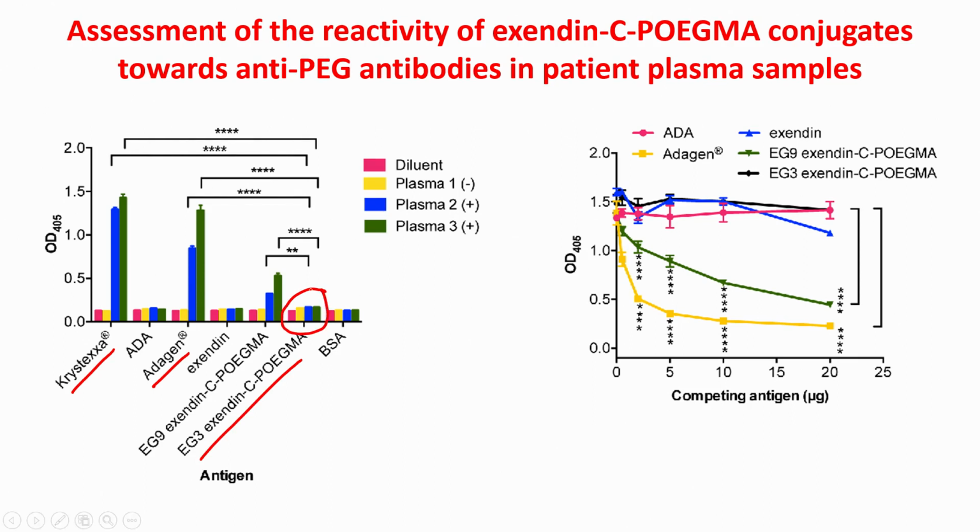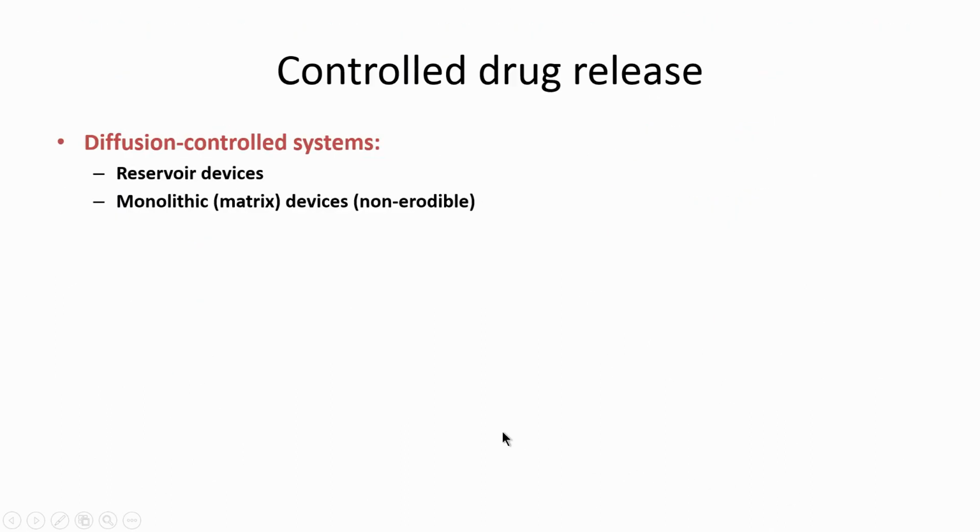And this is again showed in terms of another assay here, where their EG3 exendin-C-POEGMA does not really show any decrease. Okay. So, that was on polymer drug conjugates.